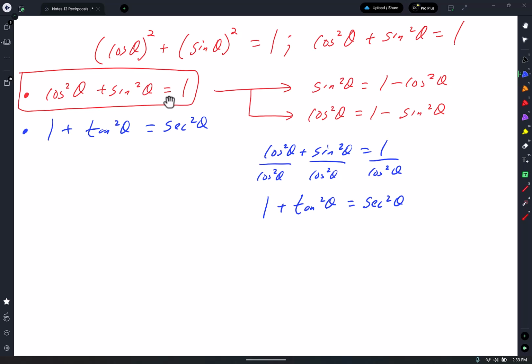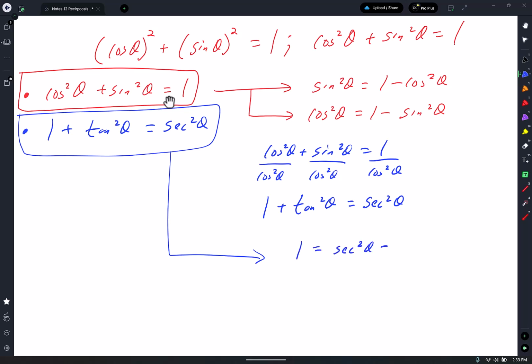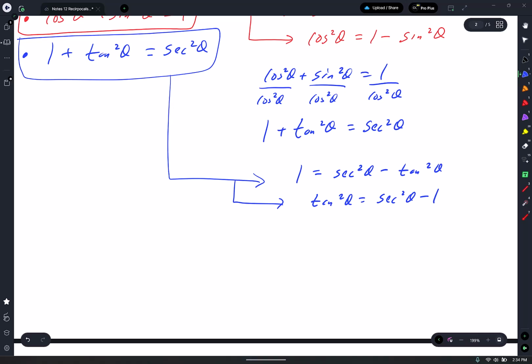Now, just like before, from this one, you can get other expressions. If you move the tan squared to the other side, you get 1 equals secant squared theta minus tan squared theta. If you move the 1 to the other side, you get tan squared theta equals secant squared theta minus 1. And if you interchange the secant squared and the tan squared, because this does happen, you can also get 1 minus secant squared theta equals negative tan squared theta. Do you guys see all those 3 different ones that we can grab?